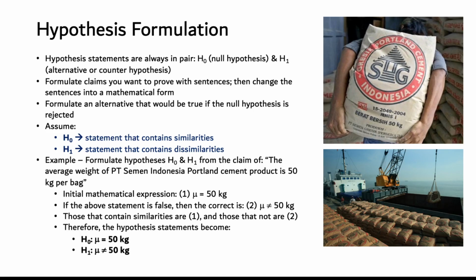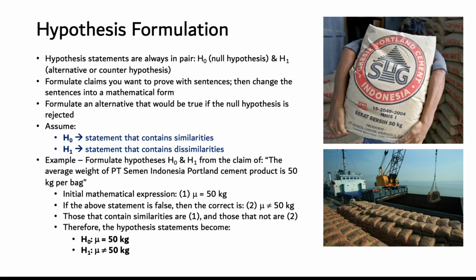For example, let's formulate the hypothesis H0 and H1 from the claim that the average weight of PT Semen Indonesia Portland cement products is 50 kilograms per bag. The initial mathematical expression that we can build is mu, the mean of the population, is 50 kilograms. If the above statement is false, then the correct one is mu is not equal to 50 kilograms.